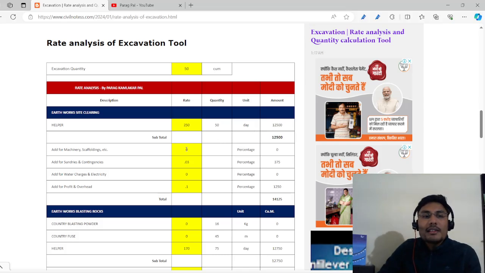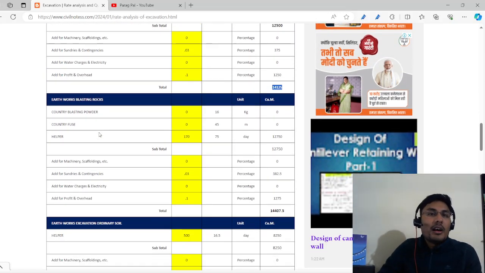After that, as it is site cleaning work, if you require sundries and profit and overhead, you can add those and easily calculate the total cost required for this particular work. Now let's consider another type of earthwork, such as earthwork blasting rocks.